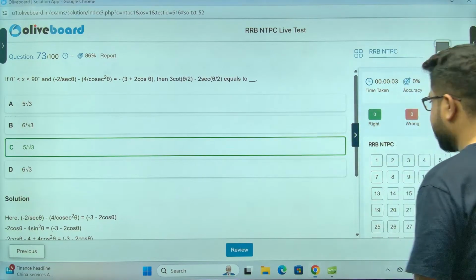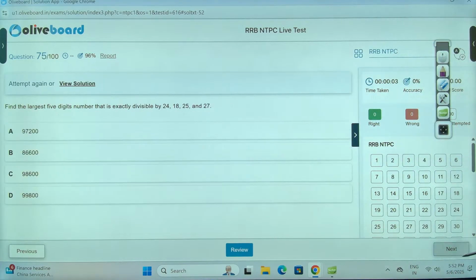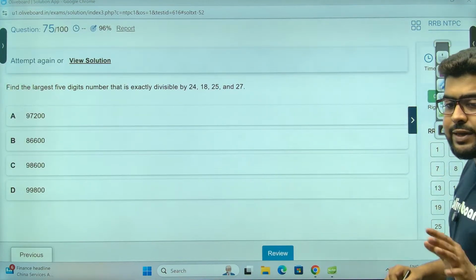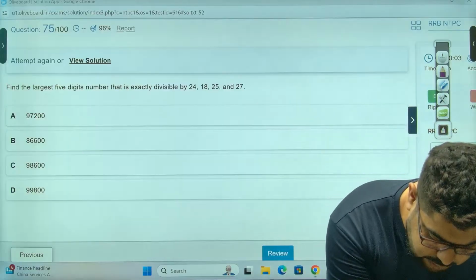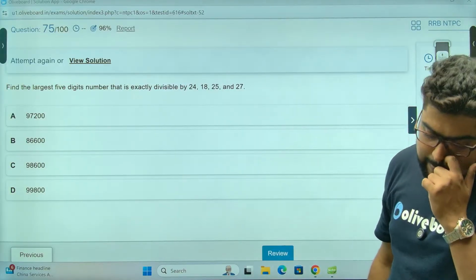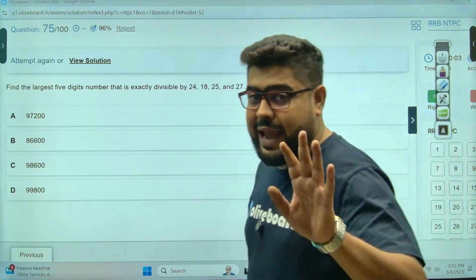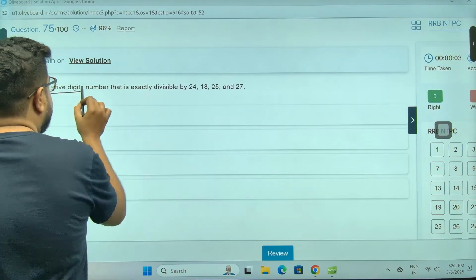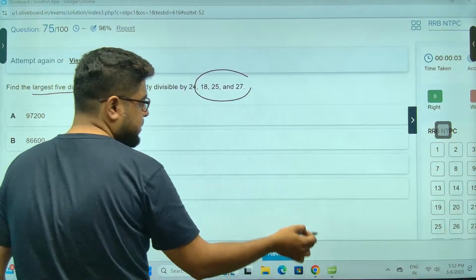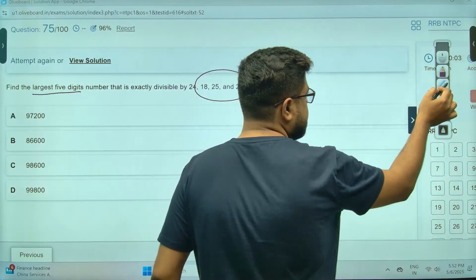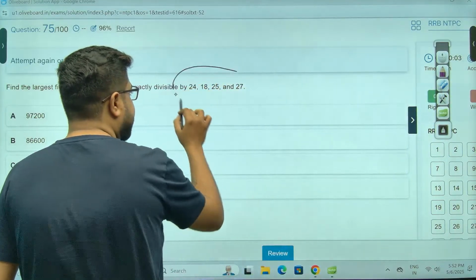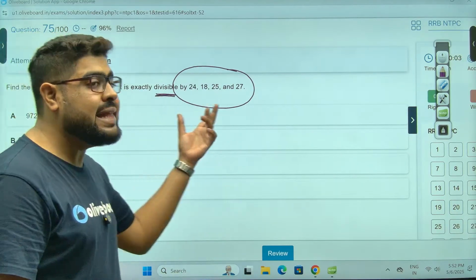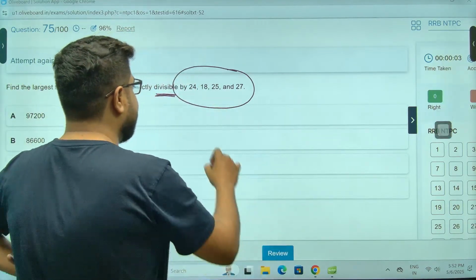But again, it is always better that you also know how to solve questions using trigonometrical identities. That is very, very important for everybody. Remember this. Right, sir? Come. Largest 5-digit number exactly divisible by. The word divisible means it's an LCM case. So take the LCM of these.